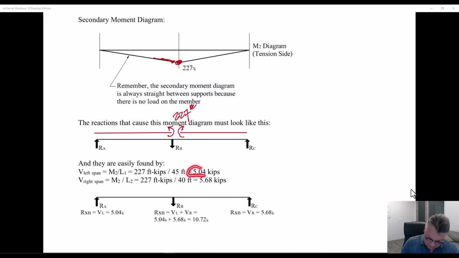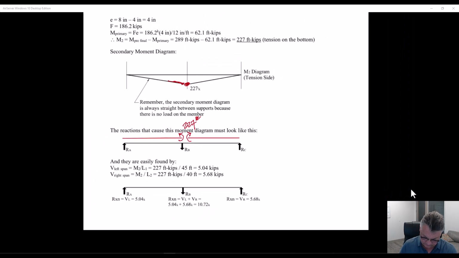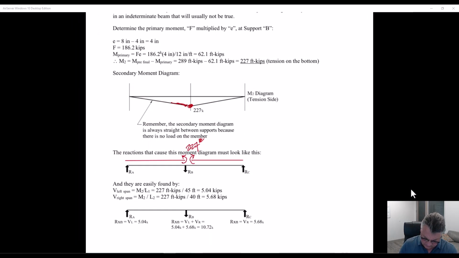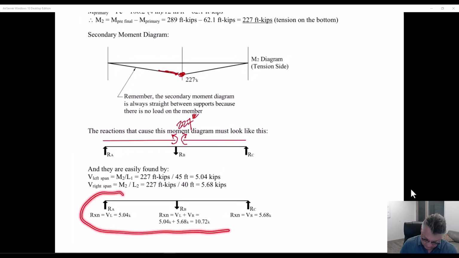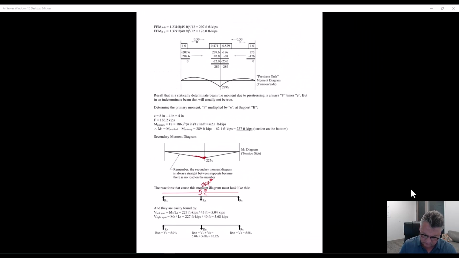So on the left side, 504 going up, going down, 5.68 going down, going up. From the shear diagram, from knowing the shears, I can always get the reactions. This must satisfy statics, so that's one thing to check. And the sum of the moments about any point will also satisfy statics.